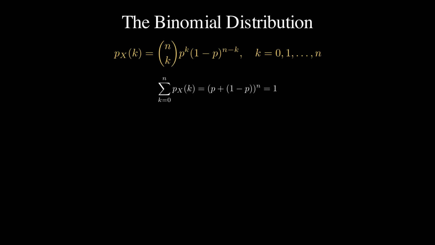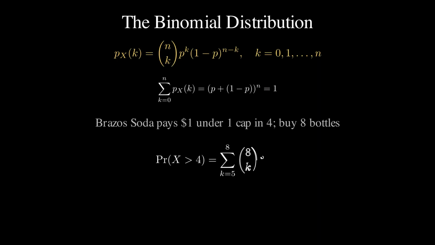Here's the story. A soda promotion pays $1 under 1 cap in 4. Buy 8 bottles, and the number of winners is binomial with n equal to 8, p equal to 1/4. The chance of winning more than $4 is the sum of the PMF from 5 up to 8.